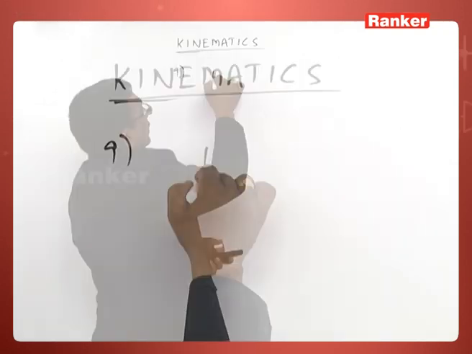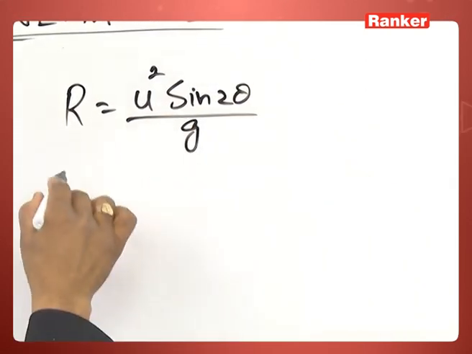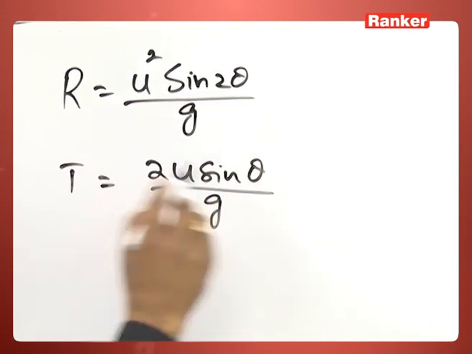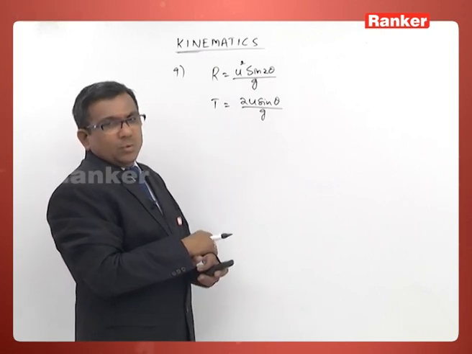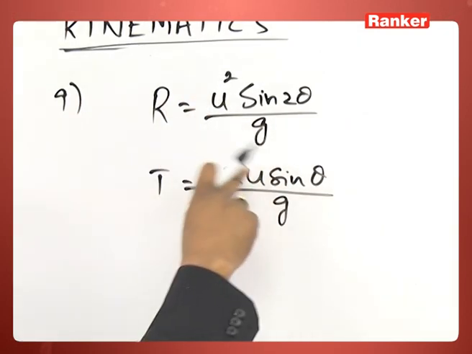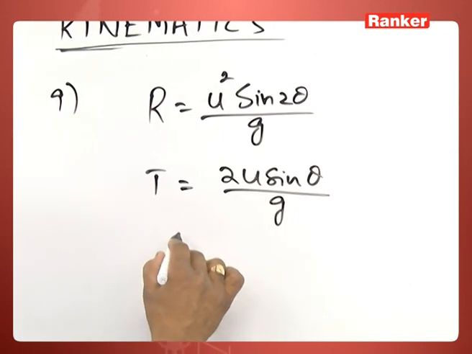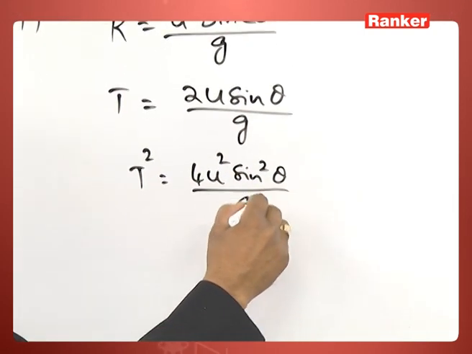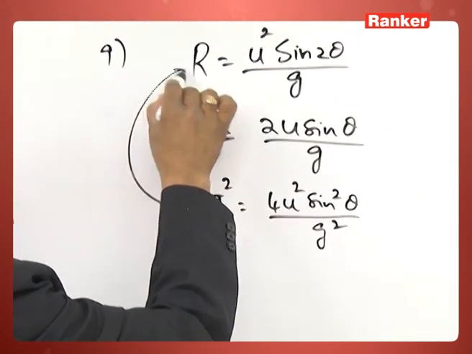Let us see. We know range is equal to u square sin 2 theta by g. And what is the time of flight? 2u sin theta by g. Here there is no change in the angle of projection, and we want the relation between range and time. So theta is constant, and we have to eliminate u, as u was not given. How do you eliminate u? Let us square: t square is 4u square sin square theta by g square. Now I want to eliminate u square, so let us divide these two.